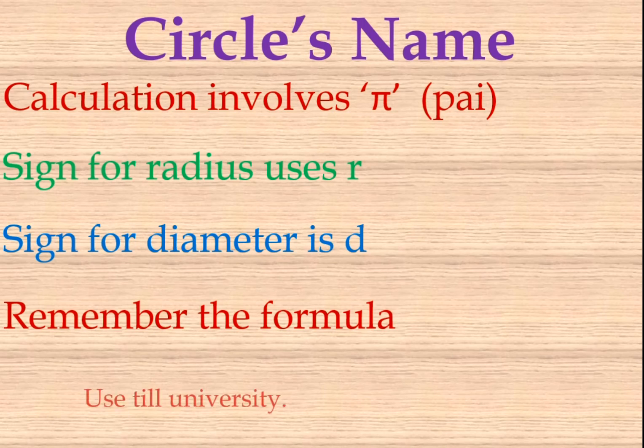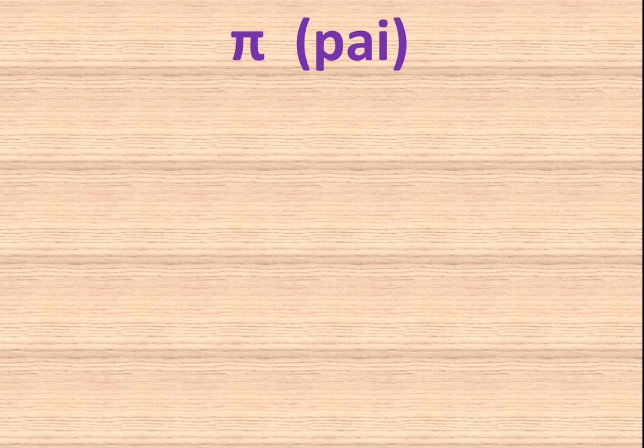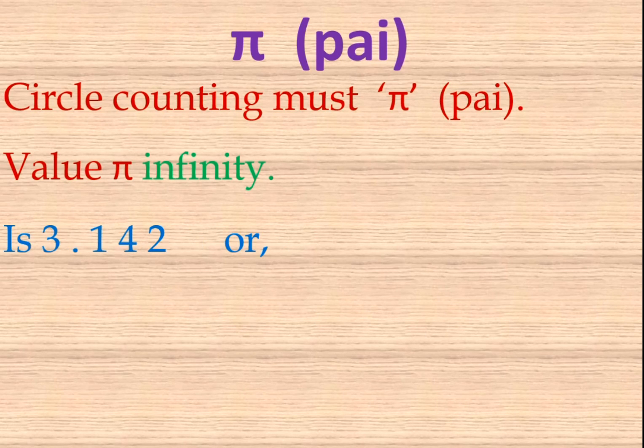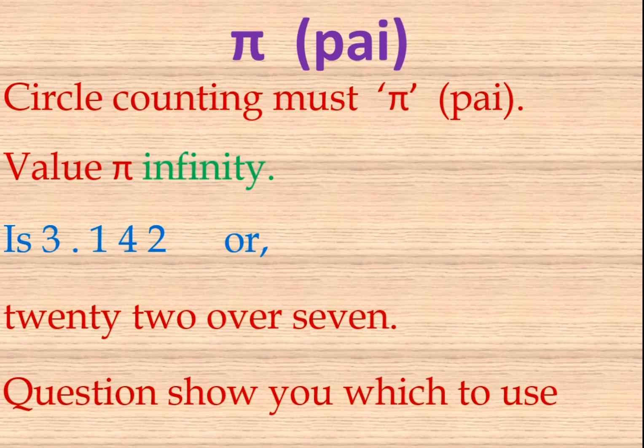Remember the formula, used till university. Circle counting must use pi. The value, by infinity, is 3.142 or 22/7. The question shows you which to use.